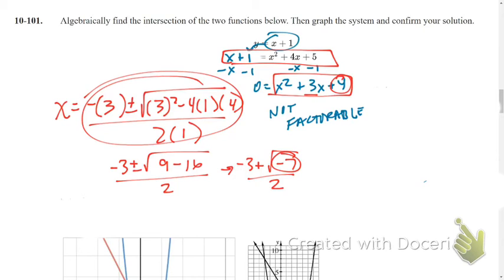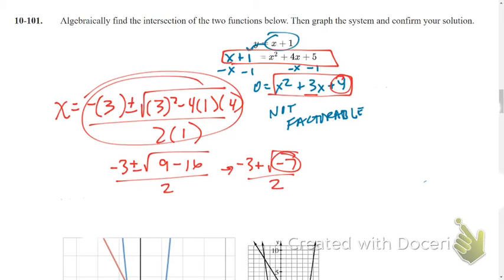And because of that, I know the answer is going to involve an imaginary number, and therefore we are not going to have a solution here. All right, so no solutions. These graphs will not cross. Hopefully that made some sense.